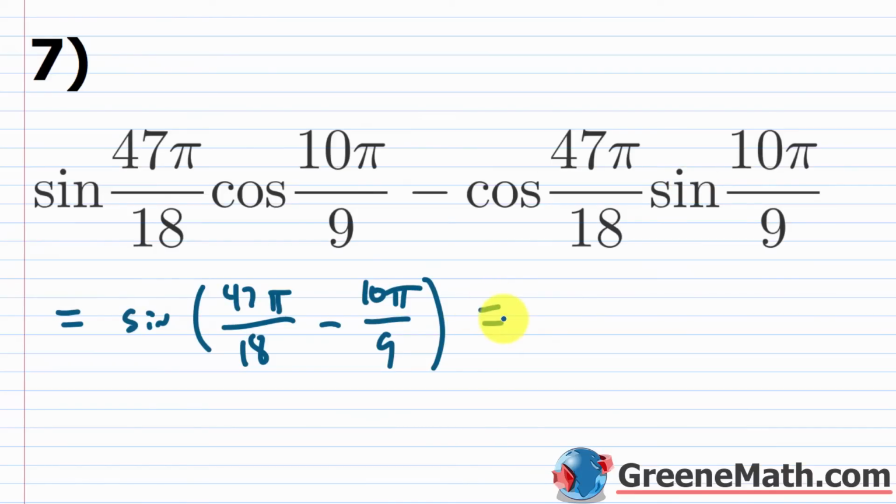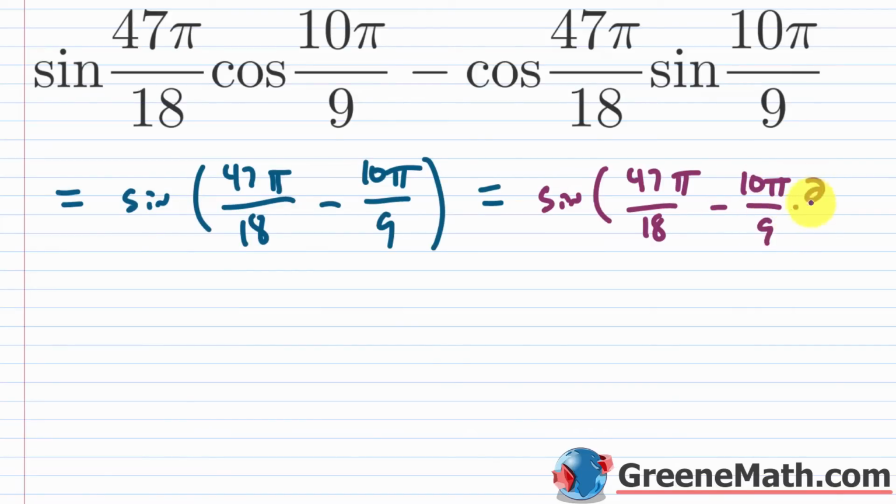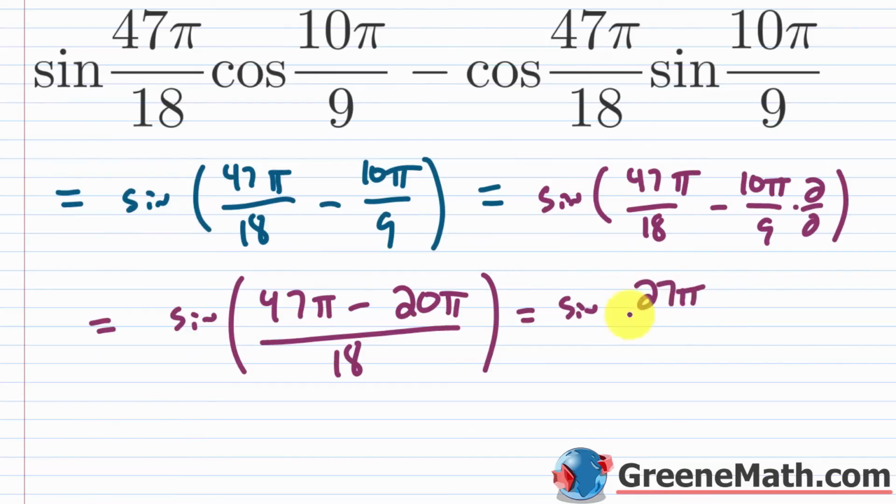So if you get this type of problem, usually you're just meant to combine what's inside the parentheses and then take the sine of that. So this would be the sine of, for this I would need a common denominator. So let's say 47 pi over 18, then minus 10 pi over 9 times 2 over 2. That way I have a common denominator of 18. So this would be the sine of 47 pi minus 10 times 2 is 20. So this would be 20 pi over the common denominator of 18, right? So you have 18 here and 9 times 2 is 18. So this would be the sine of 47 minus 20 is 27. So this is 27 pi over 18.